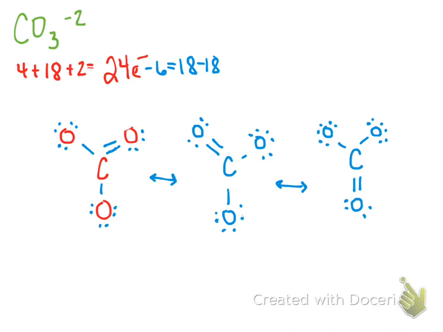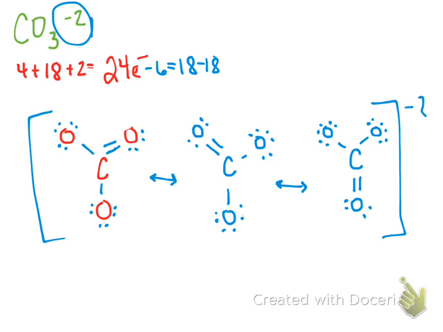They're just different versions. Okay, the last thing that we need with a resonance structure, we only need when it has a charge. But we put brackets around the whole thing, and we put the charge on the outside. Oh my gosh. Okay, so that right there is a finished and complete resonance structure for carbonate.